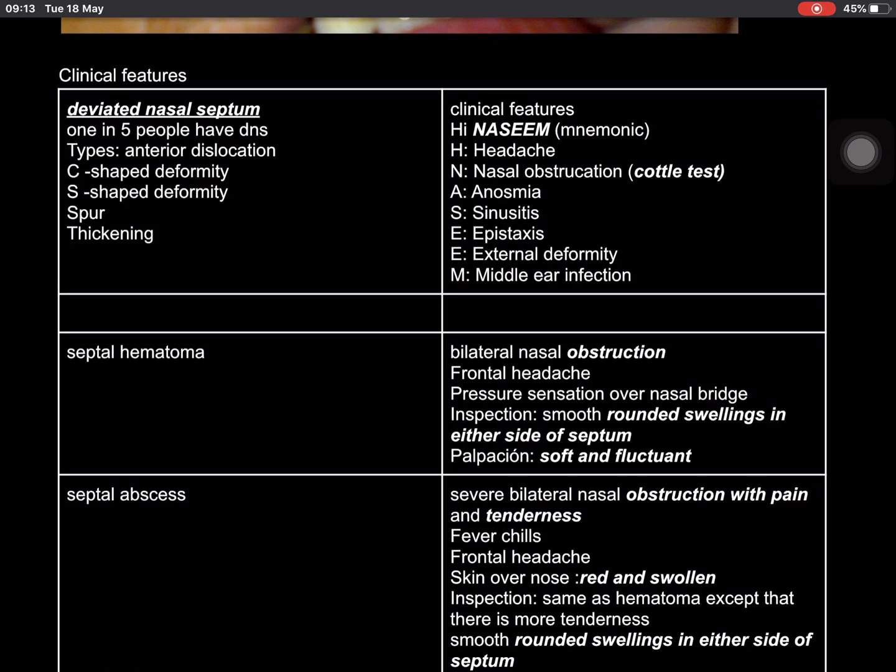The clinical features could be remembered by the mnemonic HI NASSIM. Nassim is not my friend or anything, but yeah, it's a good mnemonic. HI: H stands for headache, so a person with DNS has headache. NASSIM: N for nasal obstruction, A for anosmia, S is sinusitis, E epistaxis, E external deformity, M is middle ear infection. I'll explain why you get every clinical feature by a picture.